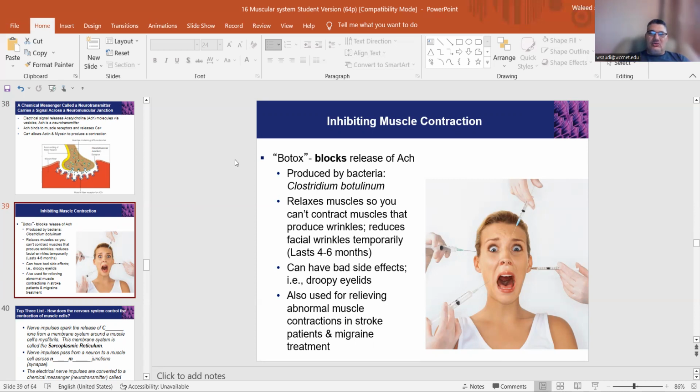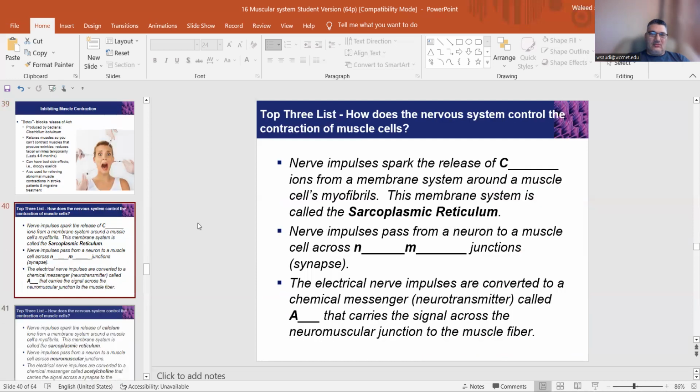This is not the most important thing. It's just if you are interested to know what the Botox that's been used is. It's something that blocks the release of acetylcholine that we talked about. You get it from bacteria called Clostridium botulinum. It relaxes the muscles so it avoids wrinkling. That's only if you're interested to know how it works.